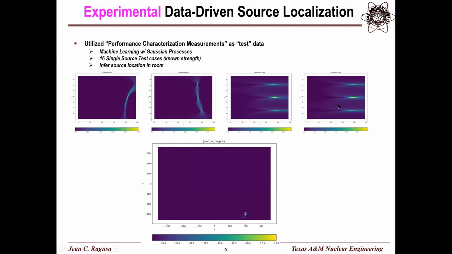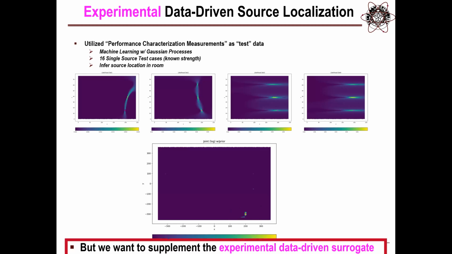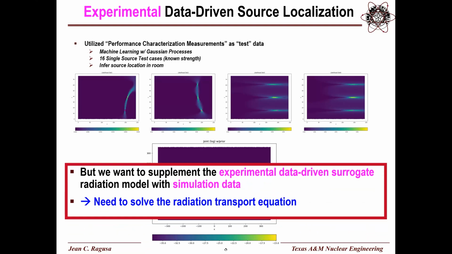What you can take out from those pictures, we have detectors in 4 glove boxes. The inference engine can tell you the most probable location from those different detectors where the source is, and when we combine all the detectors, you find out exactly where the source is placed in any of those 4 glove boxes. But we want to supplement, as I said earlier, experimental data-driven surrogate models with simulation data.